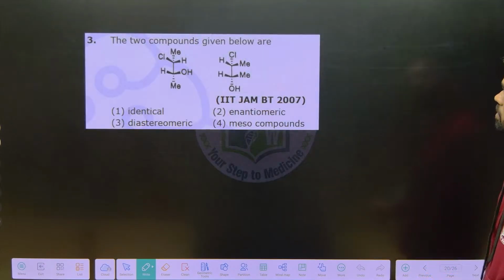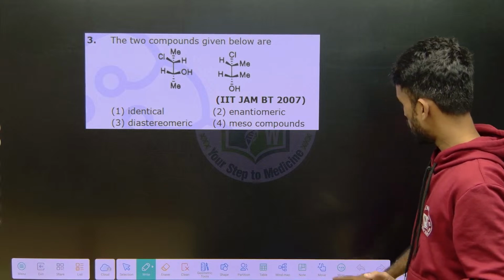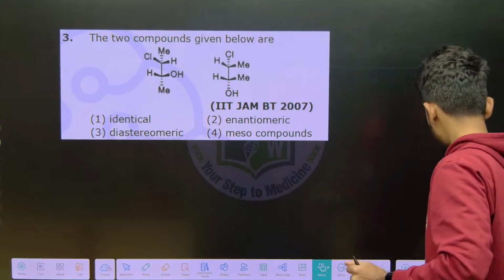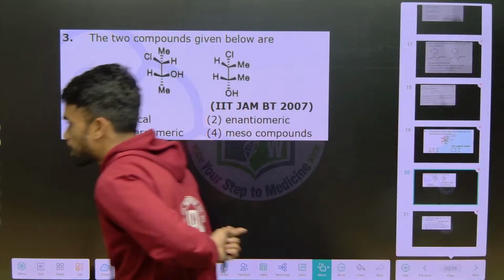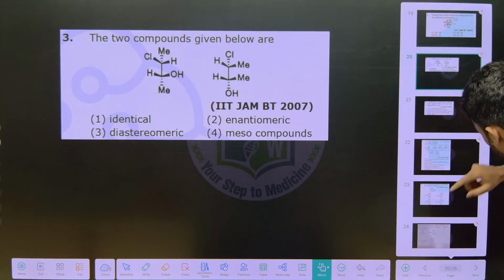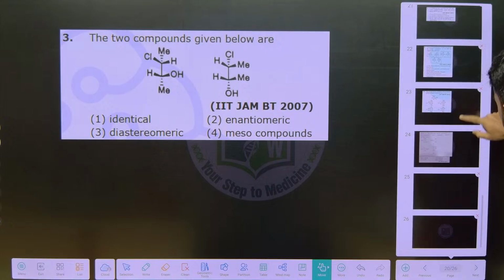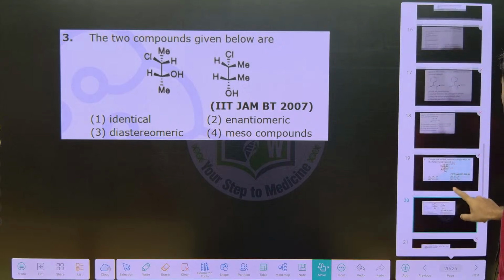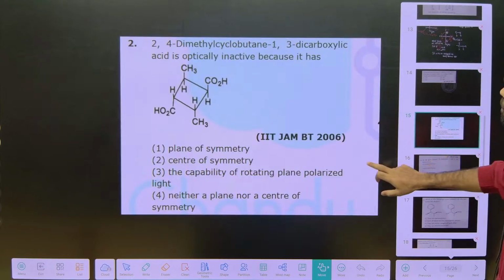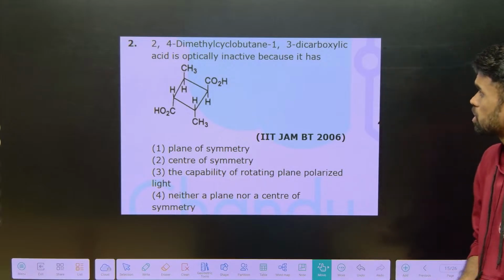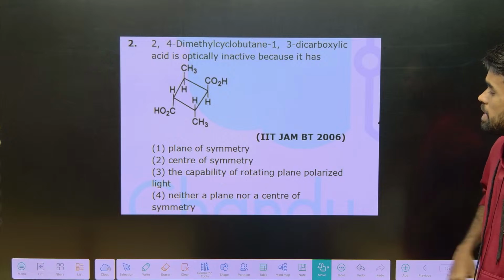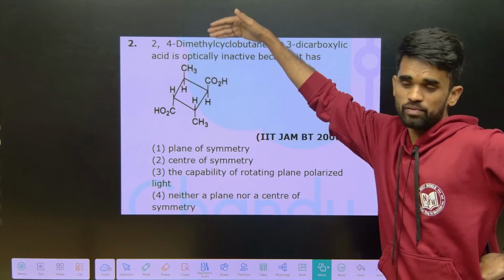Look at this question. The 2 compounds given below are, again, we'll come to these terms, you need to know, na? Just wait for some time. Okay. Identify this first of all. We will come back to the RS nomenclature again. Is it optically active or inactive? First of all, forget about the question.